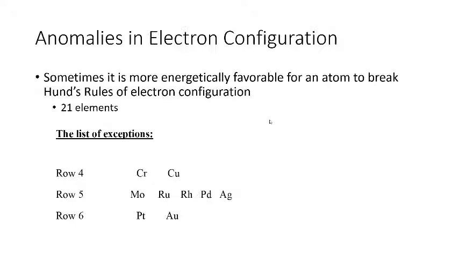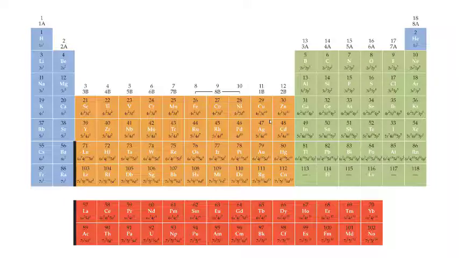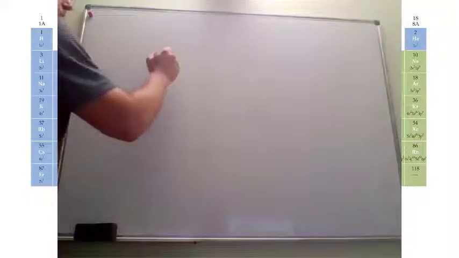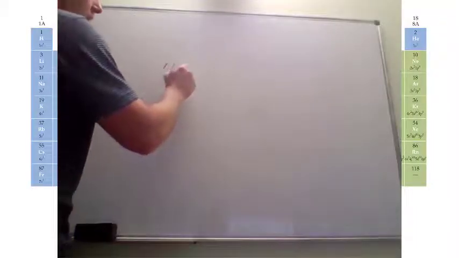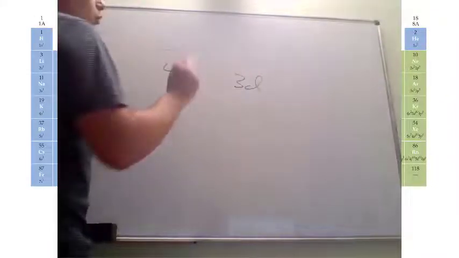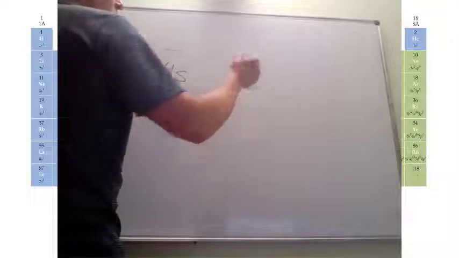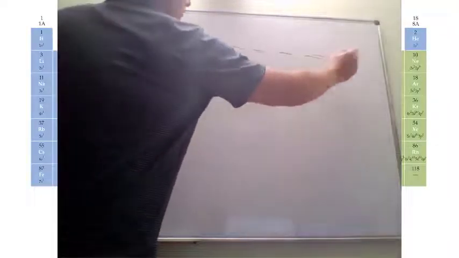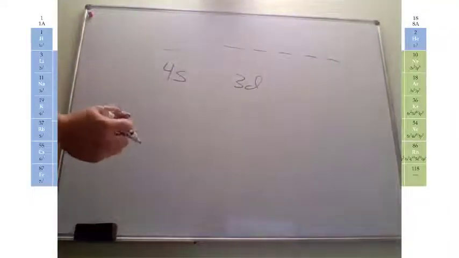So let's think of reasons why these exceptions would occur. Let's look at chromium and copper, for example. If we think about chromium first, the valence shell, the most outer level for chromium, is the 4s energy level and then the 3d energy level. So we have one orbital for the 4s, and we have 1, 2, 3, 4, 5 orbitals for the 3d.